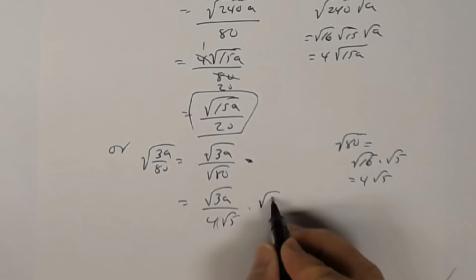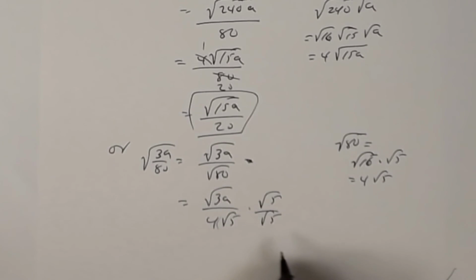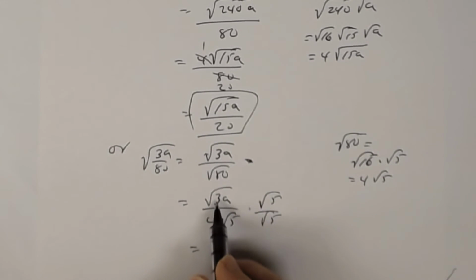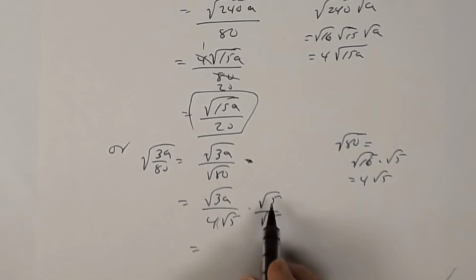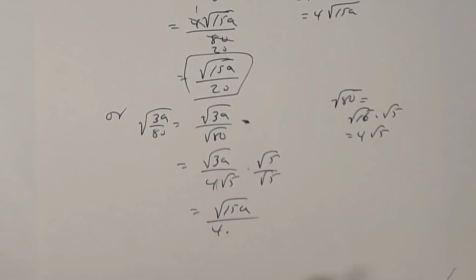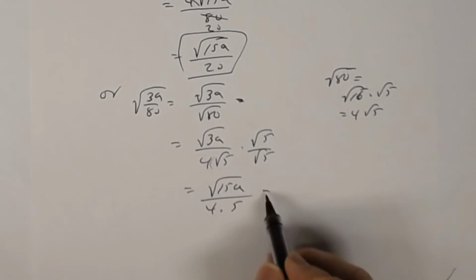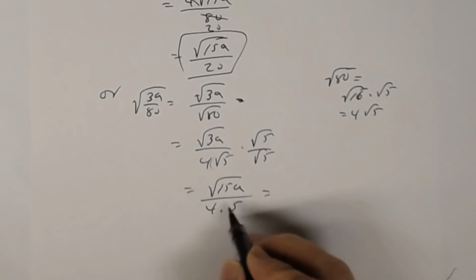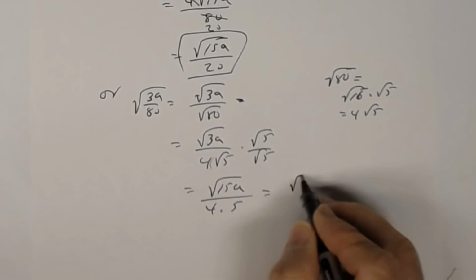So times the square root of 5 times the square root of 5. And so the square root of 3a times the square root of 5, remember when you multiply radicals and the indices are the same, you write as one radical. You multiply the radicands together, 3a times 5 is 15a. And then 4 times the square root of 5 and the square root of 5 is 5, okay? And so you make this look a little bit better. 4 times 5 is 20, and there's your answer.